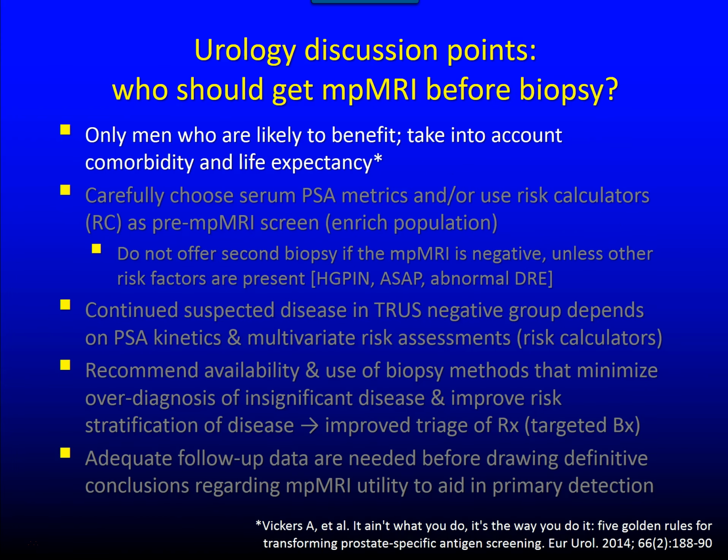So, as you begin your urological discussions about who should get an MRI, the first thing you should agree is that you should only do MRI in people who are likely to benefit, taking into account comorbidities and life expectancy. Now, what does that mean in practice?